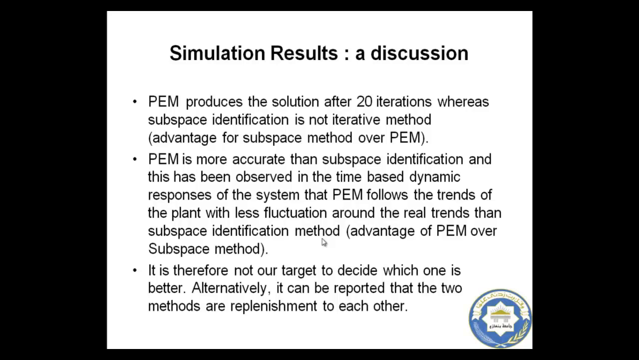As a discussion of these results, we have observed that the prediction error method produces the solution after 20 iterations, whereas subspace identification is not an iterative process. This can be considered as an advantage for the subspace method over the prediction error method. The prediction error method is more accurate than subspace identification, and this can be observed in the time-based dynamic responses of the system. The prediction error method follows the trends of the plant with less fluctuation around the real trends than the subspace identification method, and this can be considered as an advantage for the prediction error method over the subspace method.